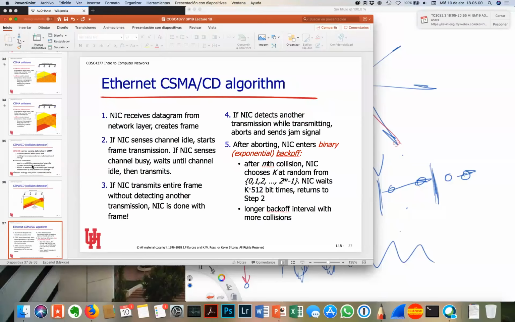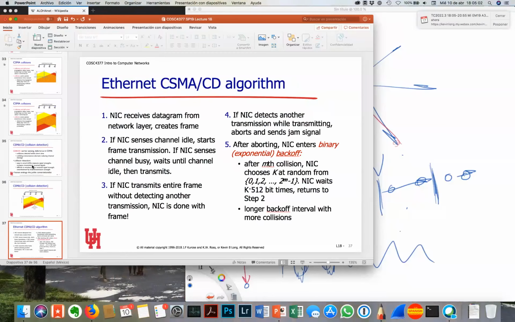It can be with another user. It can be with a motor or a passing airplane that generates frequencies. It can be lots of sources. A microwave oven will interfere with Wi-Fi, cordless phone, etc. If it transmits the frame and it hears the whole thing, it's good to go. It's clean, right? It's done with that frame.